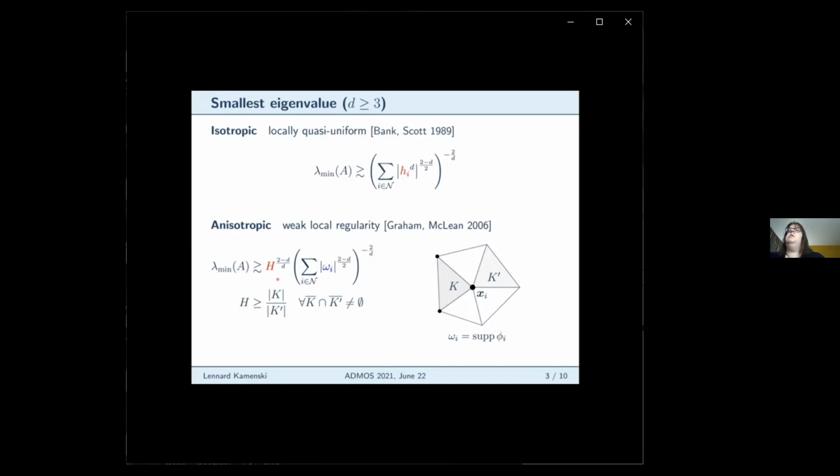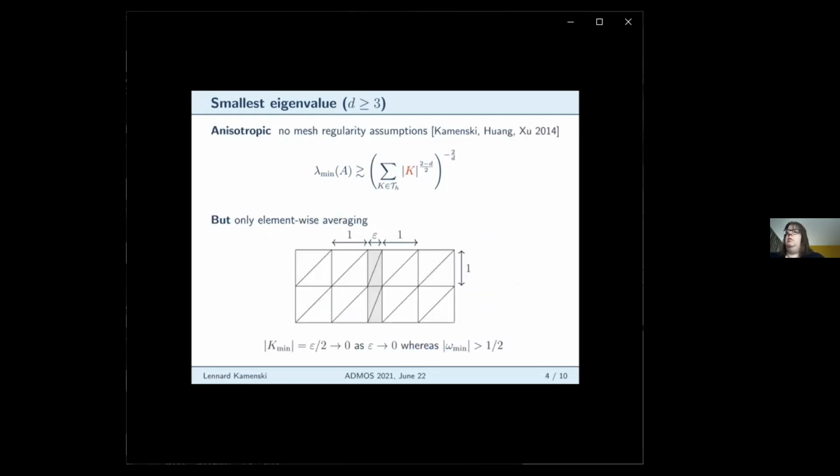In their estimate, the constant depends on the ratio H of the neighboring element volumes, here K and K prime. With some local regularity, H stays bounded, but if we have highly anisotropic meshes, such as Shishkin or Bakhvalov type, it can be very large. With Weizhang Huang and Hongtao Shu, we derived a bound in terms of the element volumes without any conditions on the mesh regularity. Please note that here the constant does not depend on the mesh regularity.